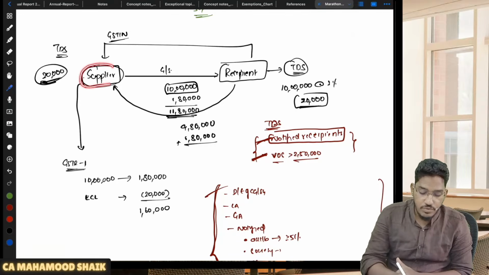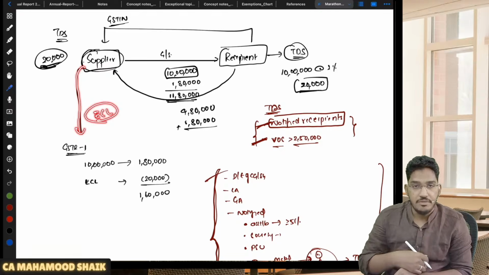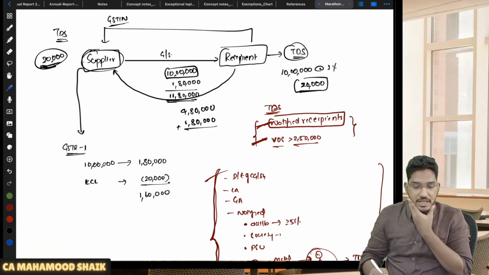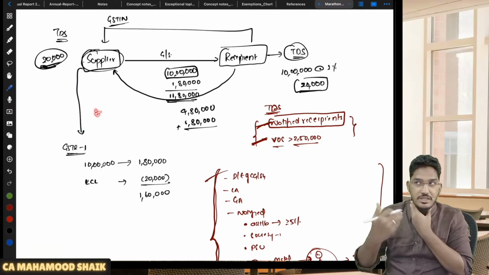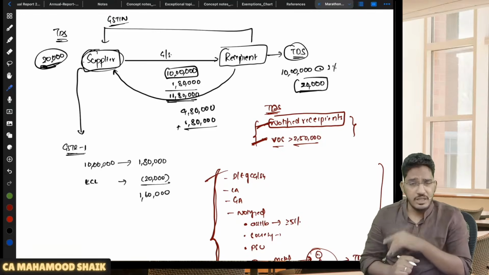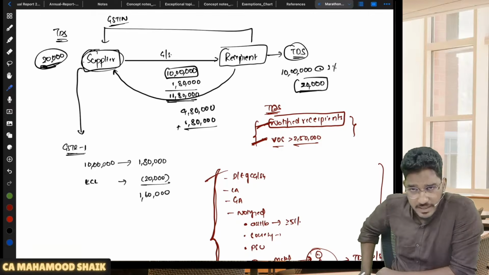Now what will the supplier do? Whatever amount of TDS has been deposited against his GSTN number, that supplier can take the credit in his electronic cash ledger. Once that amount gets credited to the electronic cash ledger, that supplier can use it for discharging his tax liability, and he can even claim the refund also. This is the TDS mechanism.